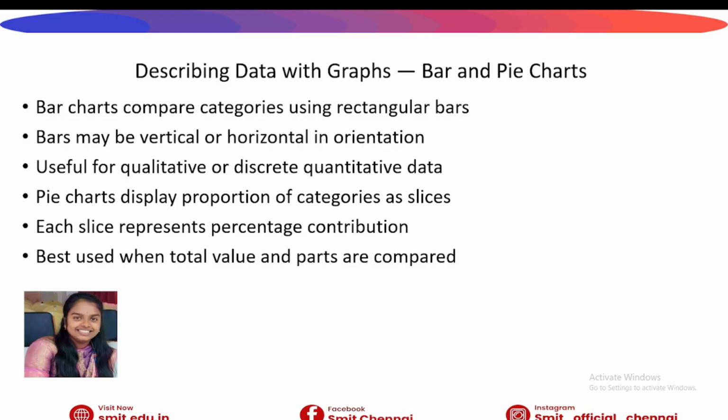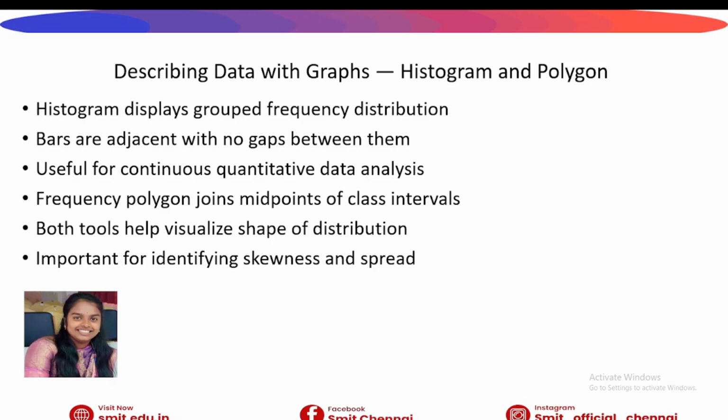Now moving on to describing data with graphs. See, bar and pie chart. This is also one type of chart. A bar chart compares categories using rectangular bars. Bars may be vertical or horizontal in orientation, useful for qualitative or discrete quantitative data. A pie chart displays proportions of categories as slices. Each slice represents a percentage contribution, best used when total value and parts are compared.